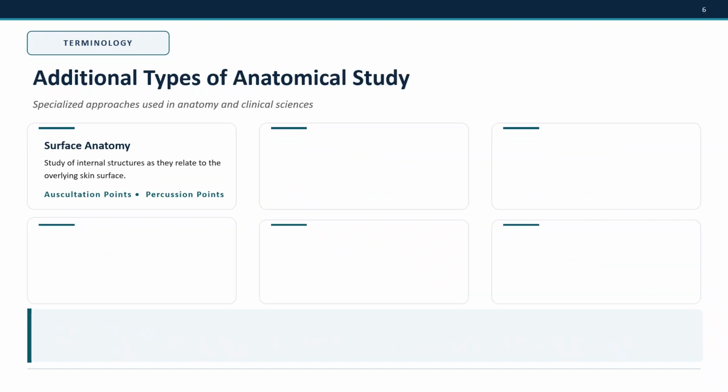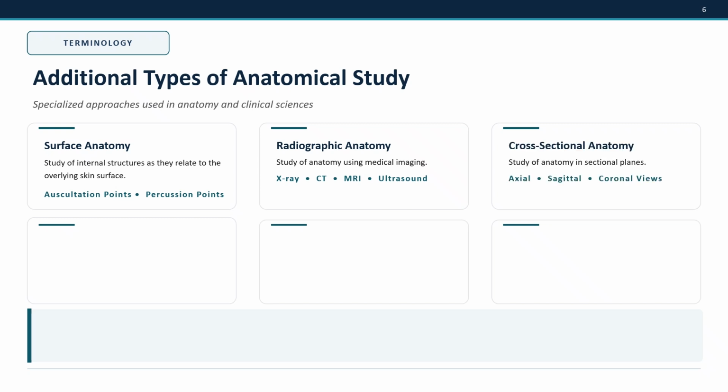And then there are a couple additional types here that I'm just going to quickly gloss over. These are also pretty relevant and you should know them, but they're not really going to test them on the boards, so I'm just going to fly through these. You have surface anatomy. This is the study of the internal structures as they relate to the overlying skin surface. So like your auscultation or percussion points, you can place the stethoscope over certain areas by finding the anatomy, and that's going to let you listen to different heart sounds or lung sounds, for example. Radiographic anatomy, the study of anatomy using imaging: X-ray, CT, MRI, ultrasound.